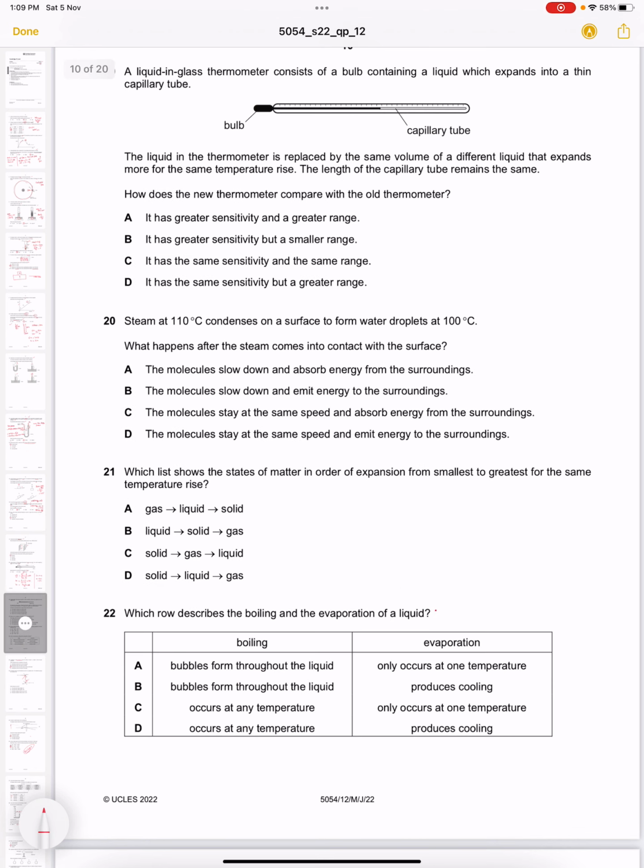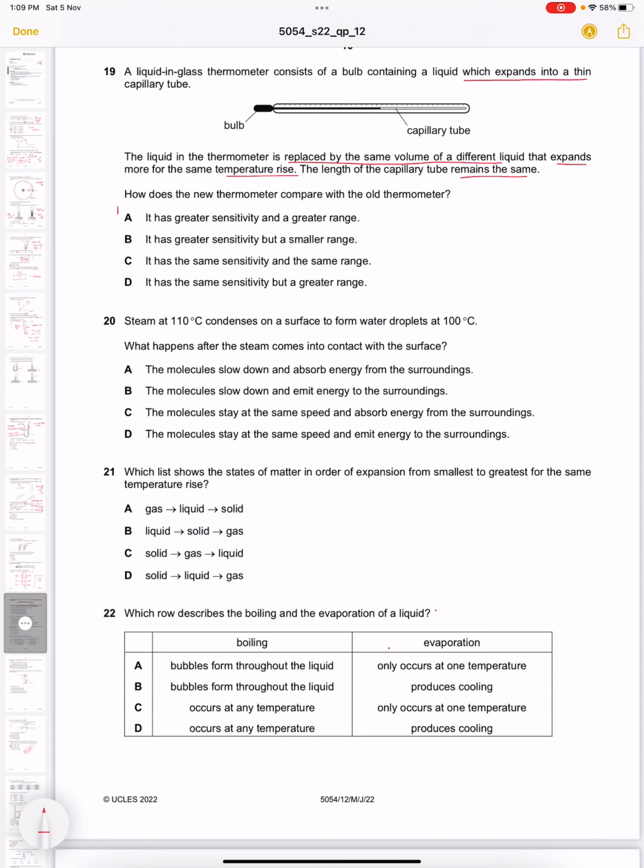Right? Next question. A liquid in glass thermometer consists of a bulb containing a liquid which expands into a thin capillary tube. The liquid in the thermometer is replaced by the same volume of a different liquid that expands more for the same temperature rise. So the liquid expands more, length remains same. So as the liquid is expanding more, it means that it is more sensitive. So it will increase the sensitivity of the thermometer. So it will have greater sensitivity.